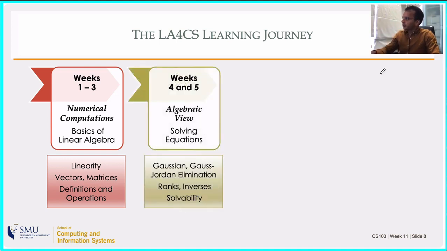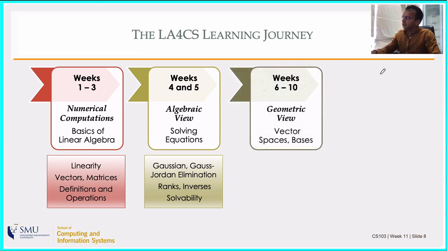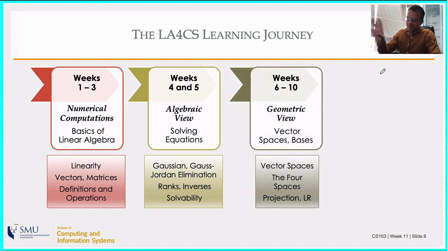Then we moved on to the algebraic view, which was about solving Ax equal to b. So we did Gaussian elimination, Gauss-Jordan elimination, defined entities like ranks, inverses, and looked at the solvability of different shapes of matrices, etc. And then we graduated to the geometric view, which is like a superior view. So that involved vector spaces, bases of vector spaces, changes between bases, then the four fundamental subspaces given by a matrix, the column space, the row space, the null space, the left null space.